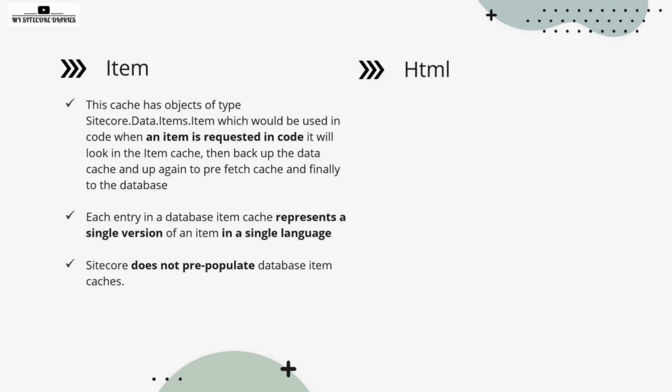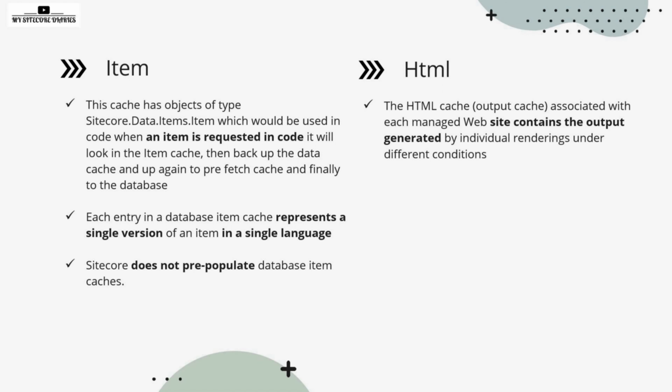The next one is the HTML cache. This is also very important. The HTML cache is also called the output cache. Associated with each managed website, it contains the output generated by individual renderings under different conditions. Basically, it caches the HTML of your renderings, that is your components, depending on the different conditions. Different conditions means different devices, like mobile or desktop. All those conditions written in your presentation details, depending on that, it caches the HTML. Each site's HTML caches depend on the database item cache.